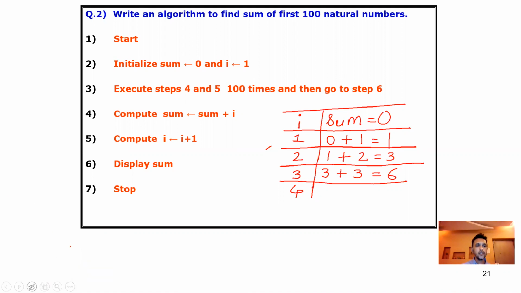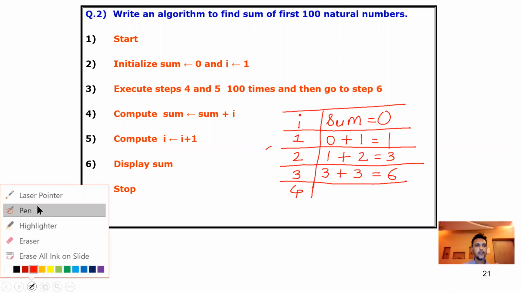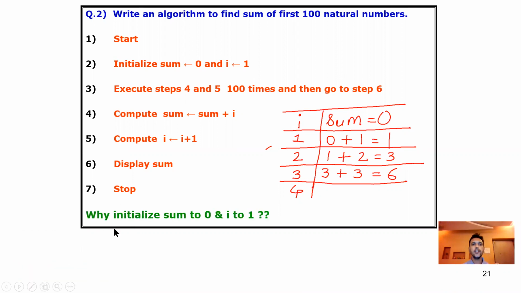So that question is, why initialize sum to 0 and I to 1? Why initialize sum to 0 and I to 1? I'll answer this question, but first of all, listen to me carefully, you copy this algorithm, you copy this working, and here onwards you should always copy this working, even if I don't tell you.